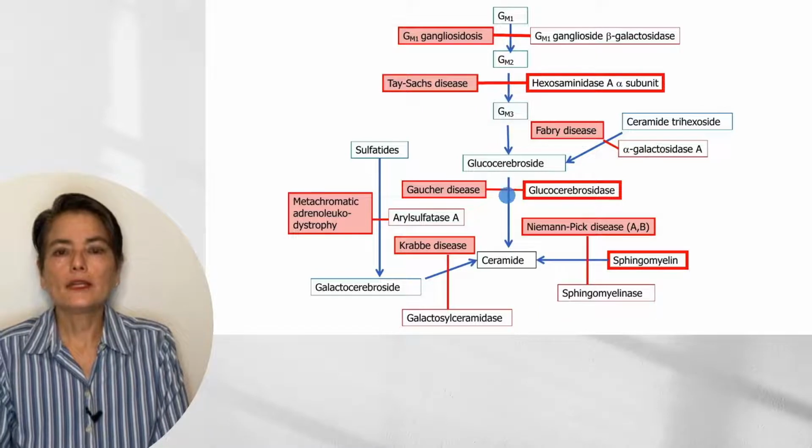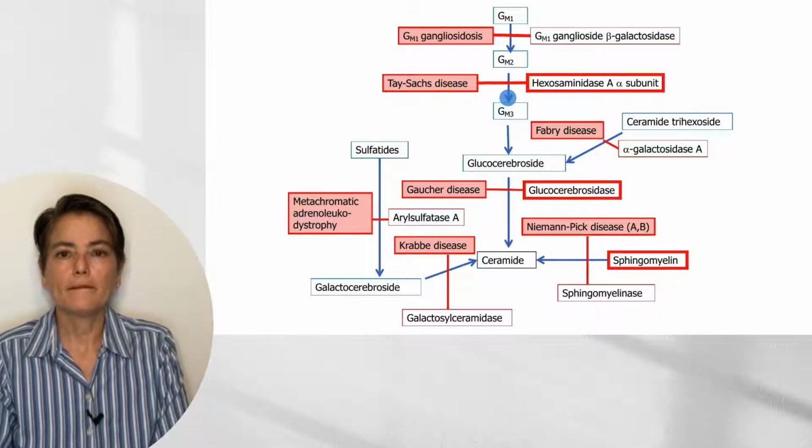So the way to look at this is that if you look at this particular pathway, if you have a blockage, so this red line is indicating a blockage, the deficiency of this enzyme, whatever is upstream is going to accumulate. So in GM1 gangliosidosis, we're going to have accumulation of GM1 gangliosides. In Tay-Sachs disease, we're going to have accumulation of GM2 gangliosides, and so on.